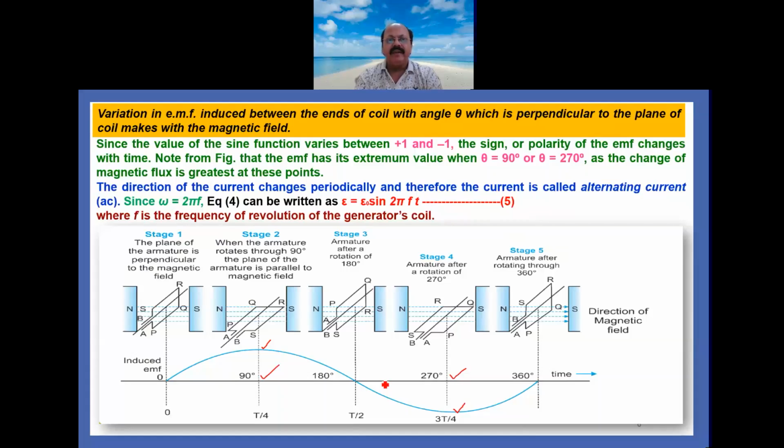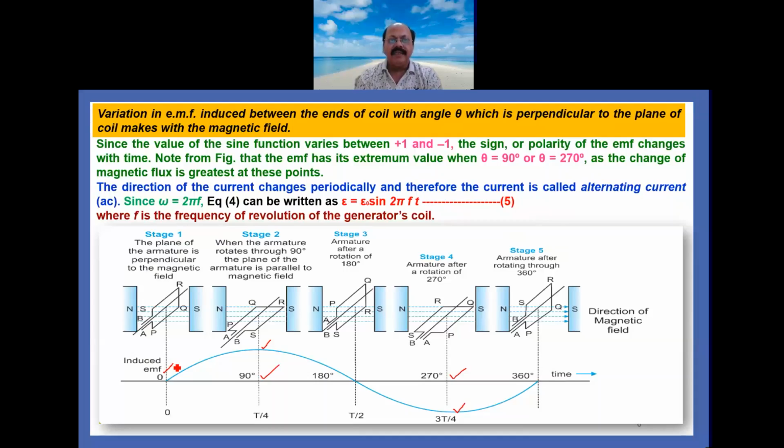When the plane of the armature coil is perpendicular to the magnetic field, the angle theta equals 0. In that condition, the induced EMF E equals E naught sine 0. Sine 0 is 0, so the induced EMF E equals 0.